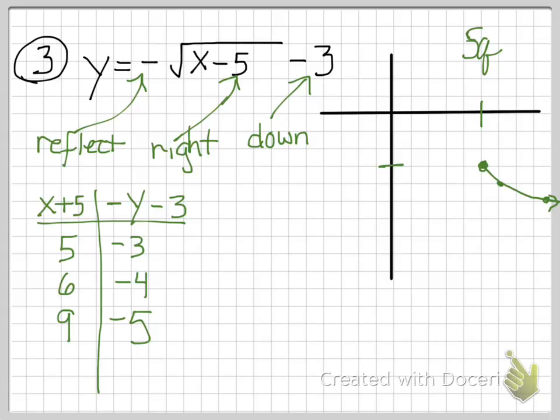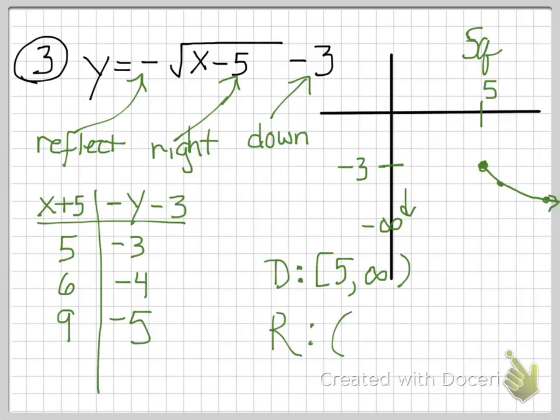Now, what's the domain and range? My domain starts at 5. The 5 is included, and I'm going to positive infinity. My range, the highest it goes is negative 3, but it's going to negative infinity because it goes down. Remember, you have to put negative infinity first. Then we would put the negative 3 with a square bracket.